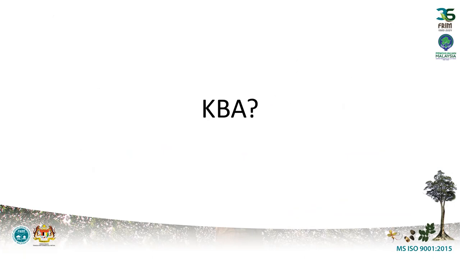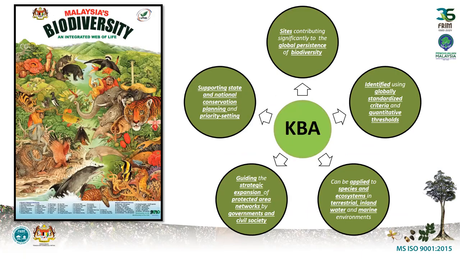So tadi kita dah cerita PA, kita dah cerita OECM, kita dah cerita KBA. So what is KBA? Inilah dia yang mana nanti tuan-tuan dan puan-puan akan tengok definition ni banyak. Yang penting ianya contribute satu kawasan yang contribute to global persistence of biodiversity, identified using global standardized criteria, dia ada kriteria dia sendiri yang mana dia boleh apply to species, ekosistem, marine, genetik, dan juga bagaimana KBA ini nanti akan membantu untuk kita memperluaskan kawasan protected area networks sama ada di peringkat government dan civil society dan juga support state and national conservation planning.